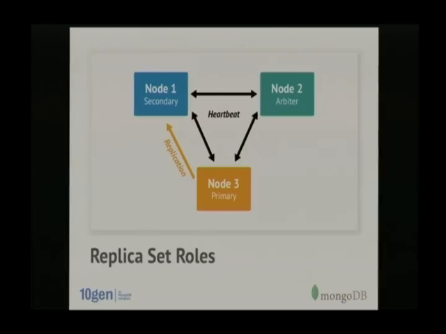First node is the primary. The primary is the master, where you can write. You can only write to the primary, and those writes are then replicated to the other nodes.